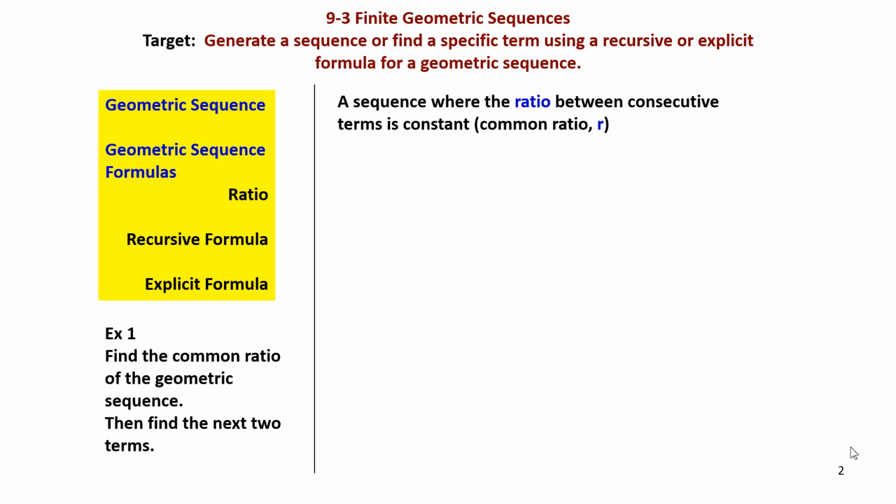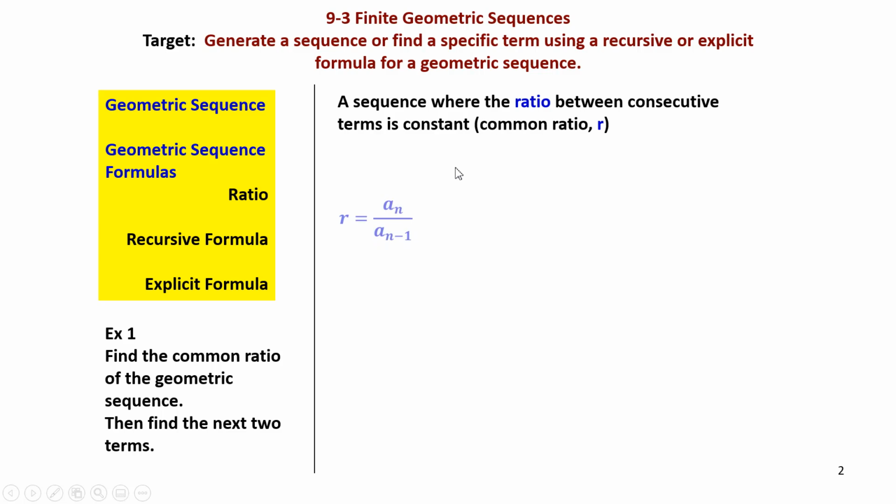Okay, so today we're going to talk about geometric sequences. A geometric sequence is a sequence where the ratio between consecutive terms is constant. We're going to call that ratio r, but a ratio is basically a multiple. So you could have a sequence like 2, 4, 8, 16, where you're constantly multiplying by 2. That's a geometric sequence there.